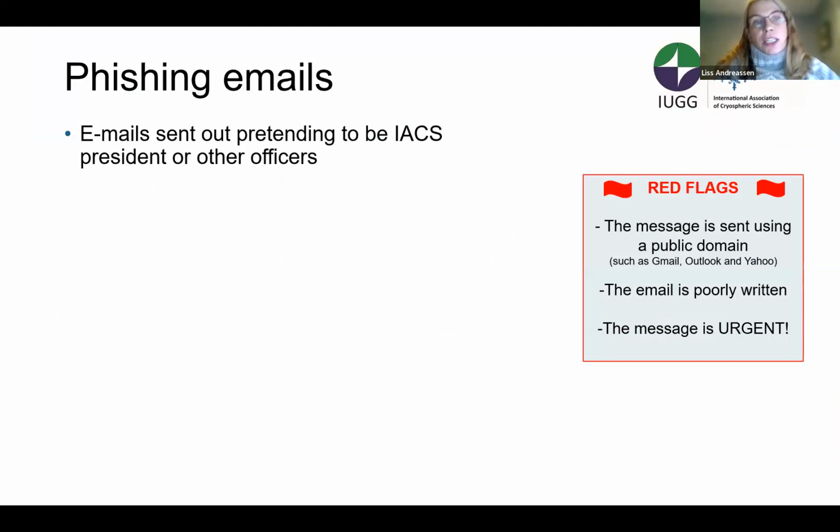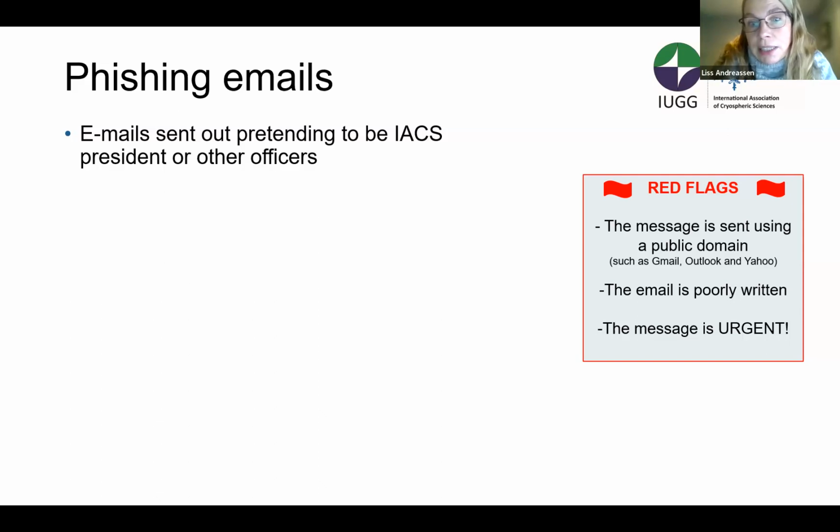I also wanted to mention something that is not really related to cryosphere, but more in general. But IACS has several times been exposed for phishing emails, so people misuse our emails, or the presidency or other IACS officers pretending to be us, IACS presidents or other officers. Red flags is that the message is sent using a public domain, for instance, Gmail, Outlook, or Yahoo.